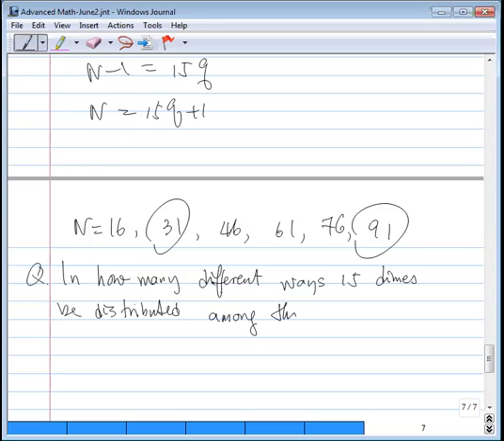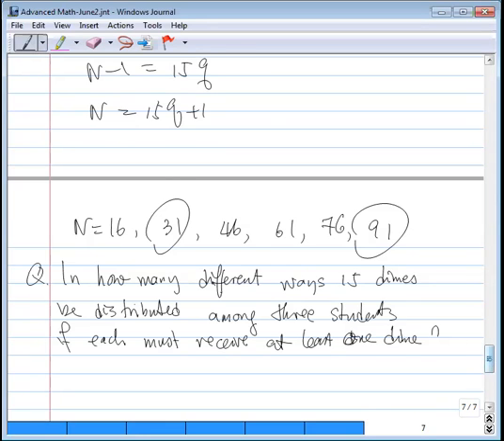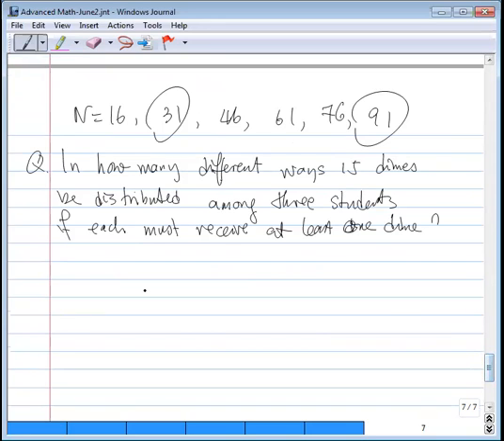Among 3 students, the condition is each must get at least 1 dime. Right? So we have 3 students. Let's call them S, F, and H. Say for Susan, Frank, Harold, for example, right?